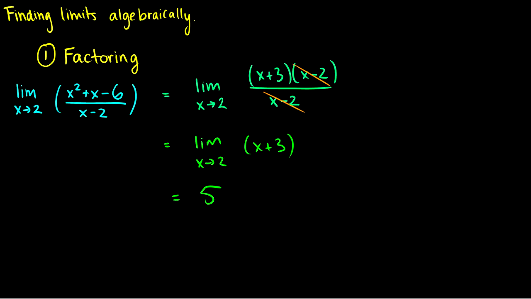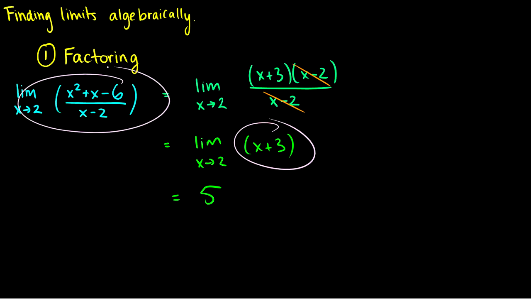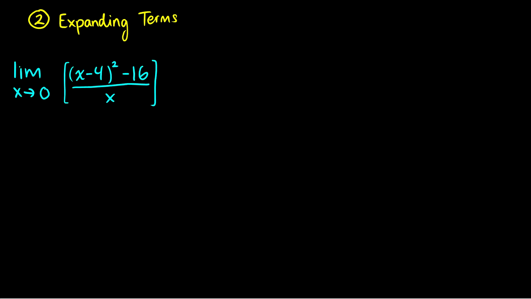However, when we do this canceling, we are changing the function. That is just a very important thing to note. So the limits for these are the same, but the functions are not. The graphs are completely different. So that's factoring. Another method, like factoring, is just to expand terms.